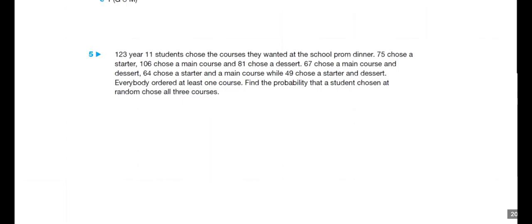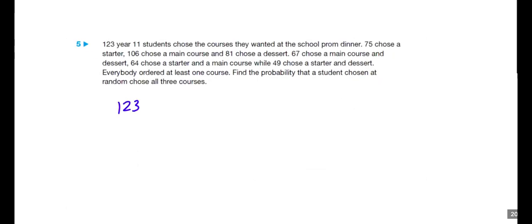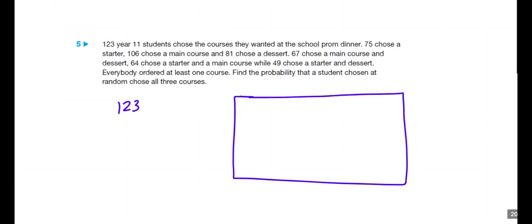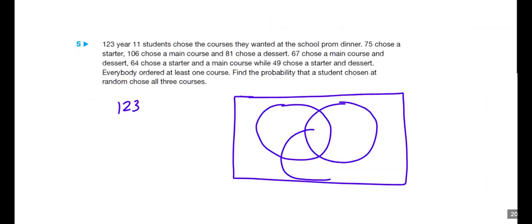Okay. So did you read the question? Okay. So you have 123 people, right? And they want to do a prom dinner. 75 choose a starter, 106 choose a main, 81 choose dessert, 67 choose main and dessert. It's easier to write this down when you make a Venn diagram directly, so let's just do that. Now, how many circles should I have? Three. One for the starter, one for main, and one for your dessert. Okay, so this is starter, main, and dessert.